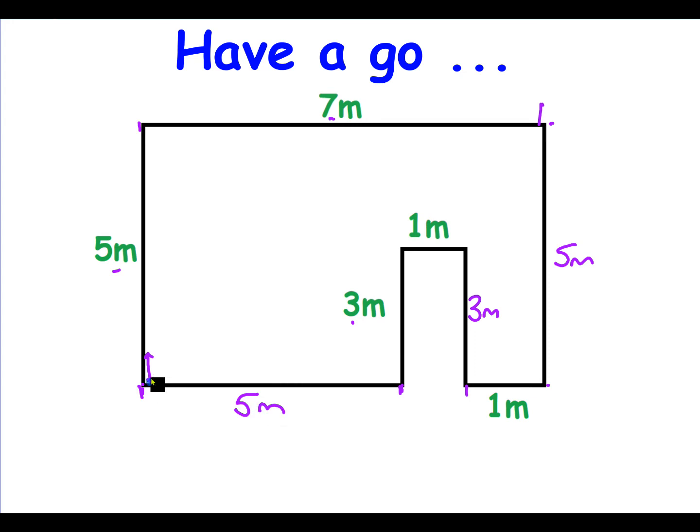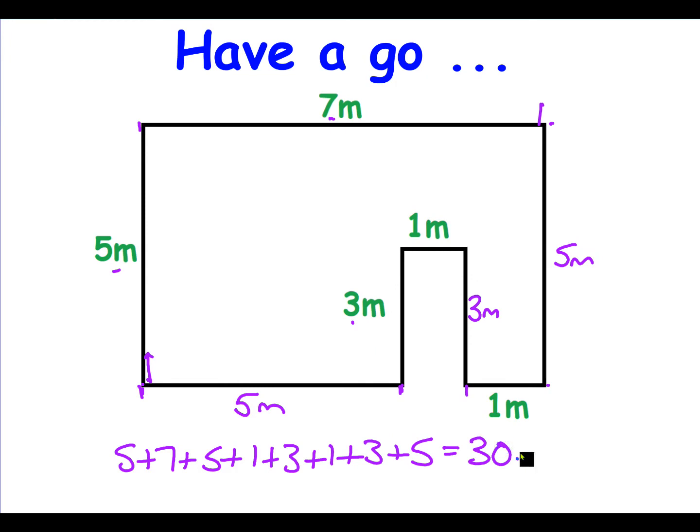Now we've got all our lengths, let's walk around and add them up. So I've got 5 plus 7 plus 5 plus the 1 plus 3 plus another 1 plus the 3 and then plus the 5 to get me back to the start. And that's a distance of 30 meters.